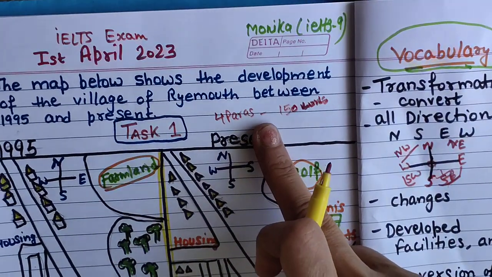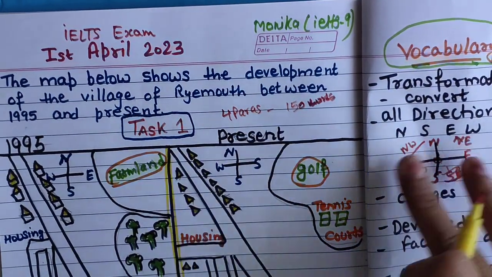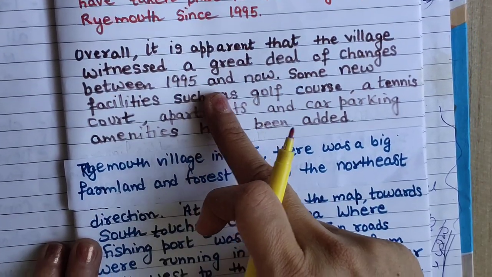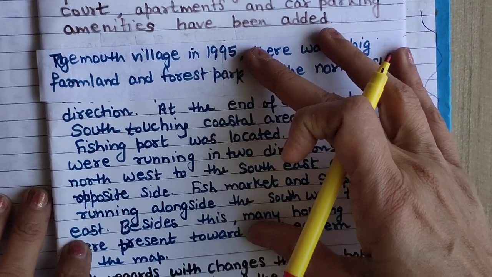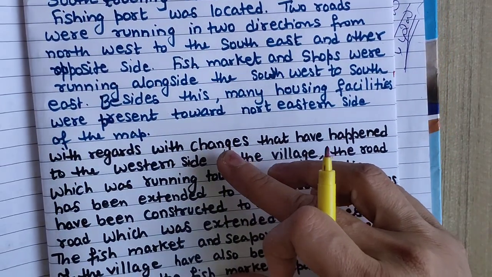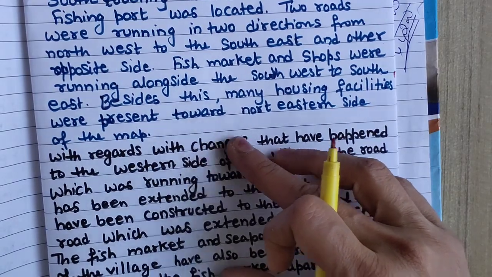4 paras. The first paragraph will be the introduction. I will show it to you, just a minute. So first introduction, then the overall paragraph, and then we have the first map, and then in the last paragraph we will be discussing the last map.